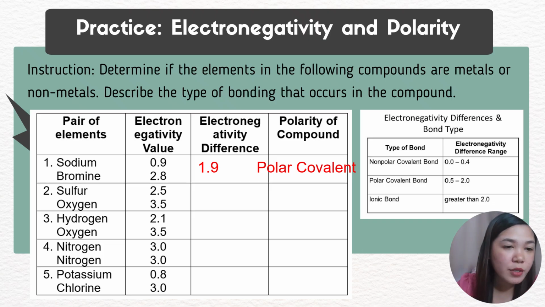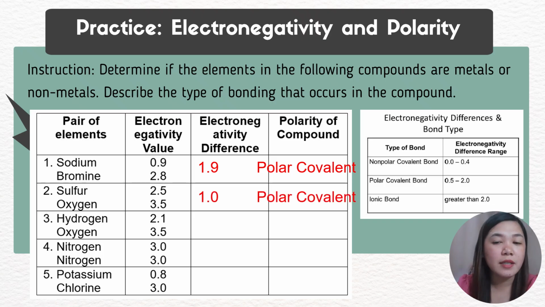Next pair of elements, we have sulfur and oxygen. Sulfur again has an EN value of 2.5, and oxygen, by the way, has an EN value of 3.5. If you subtract them, 3.5 minus 2.5, the answer is 1.0. As you look into our table this time, the 1.0 value still belongs in the polar covalent bond.